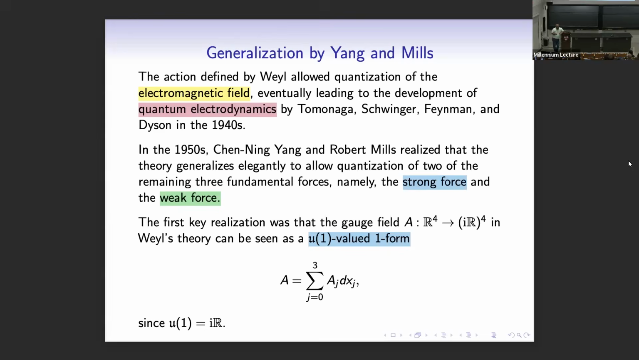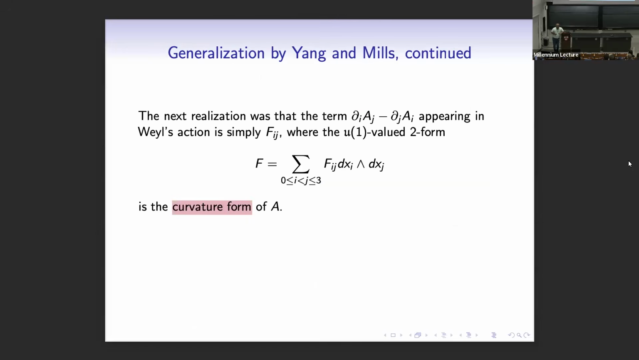The second realization was that this term del i aj minus del j ai that is appearing in Weyl's action is simply the curvature form. So F_ij is a u(1)-valued 2-form, and this is the curvature form of the connection A. This again comes from differential geometry. When you have this Lie algebra valued 1-form and you take its curvature form, and this Lie algebra is u(1), you exactly get F_ij equals del i Aj minus del j Ai.